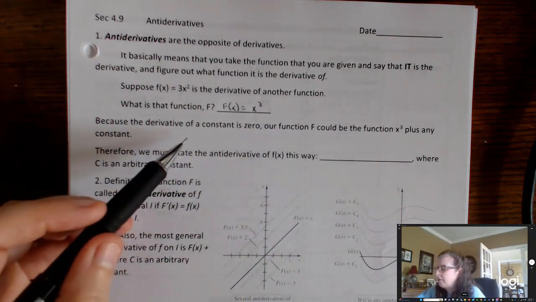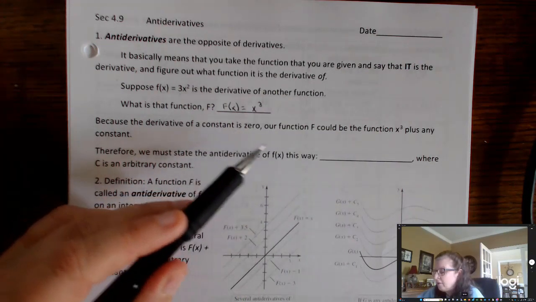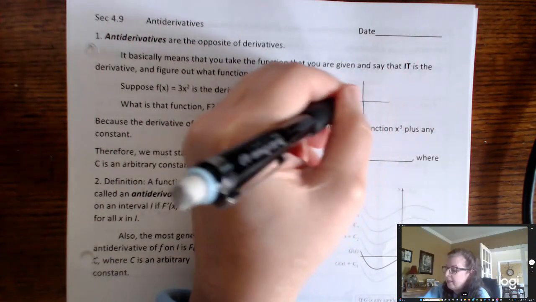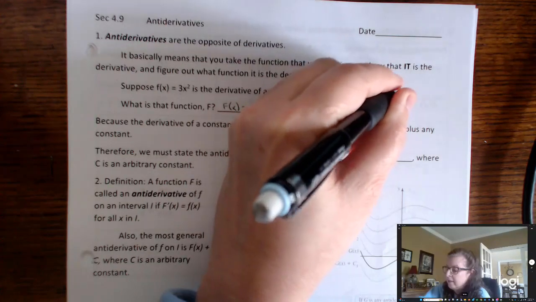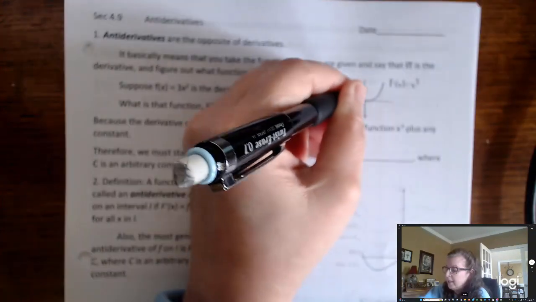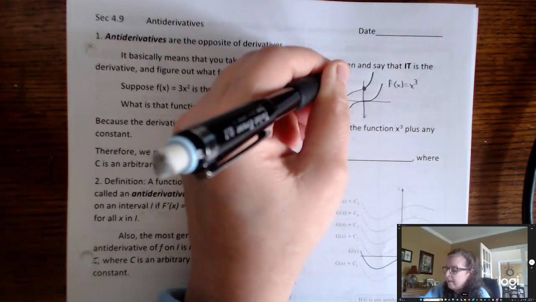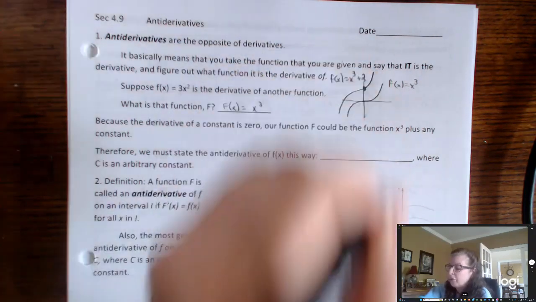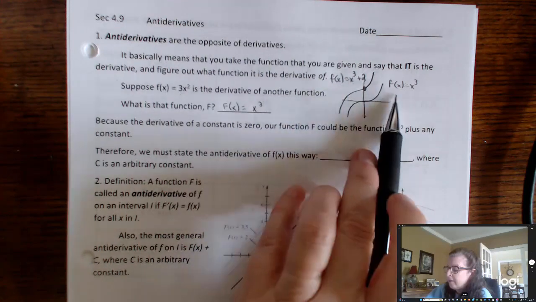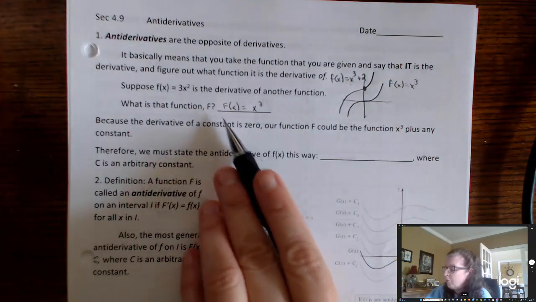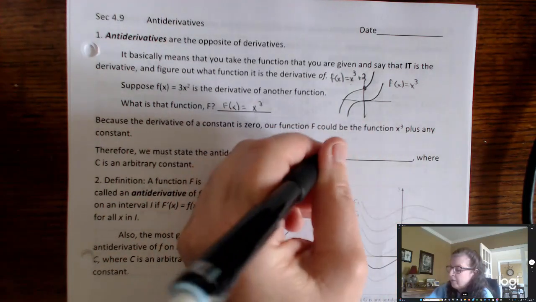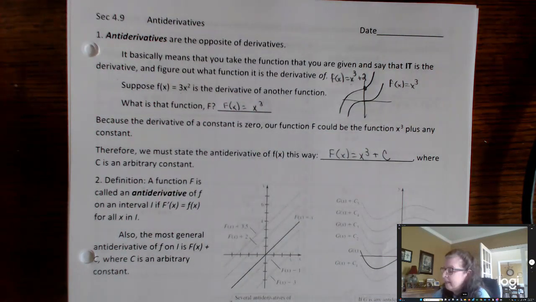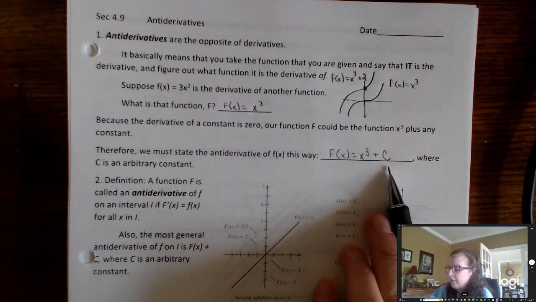Because the derivative of a constant is 0, though, our function could be the function x cubed plus any constant. So it could be x cubed, or it could be x cubed plus 1 or 2 or 3 or 4. So all of these have the same derivative. So when we do antiderivatives, we have to state the antiderivative of f of x this way, and we have to add a constant c to the end of it because the derivative of c is 0.